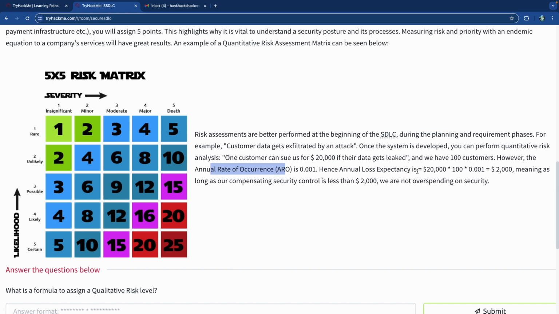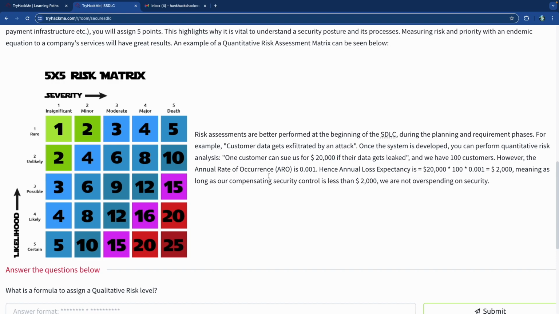So the annual loss expectancy would be 20,000 times 100 customers multiplied by 0.001, which makes it $2,000. That's the worth of this specific risk. And so as long as the company's compensating security control costs less than $2,000, then we're not overspending on security, right? If the cost of this was 200 and the cost for the security control was 2,000, then you'd be like, all right, we'll accept that risk. Does that make sense? So this is how you calculate this whole thing.